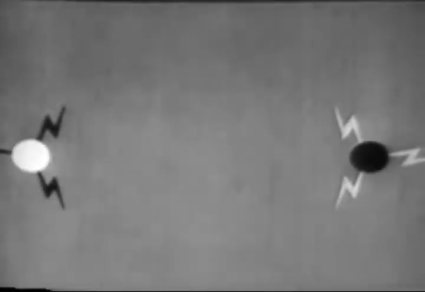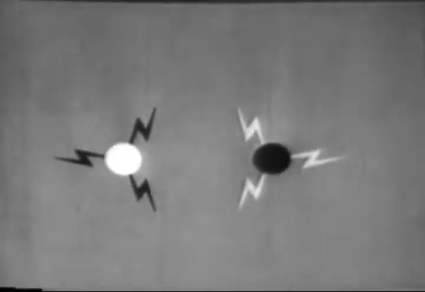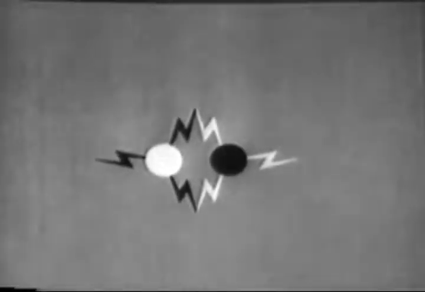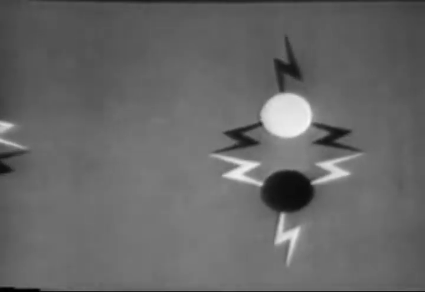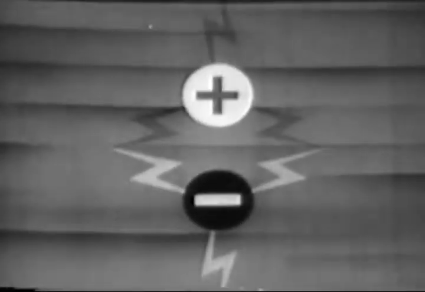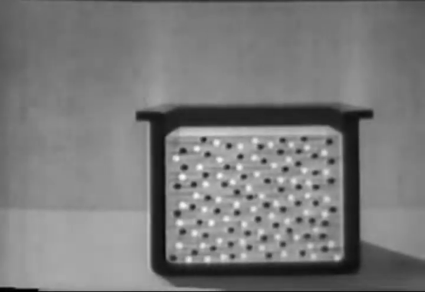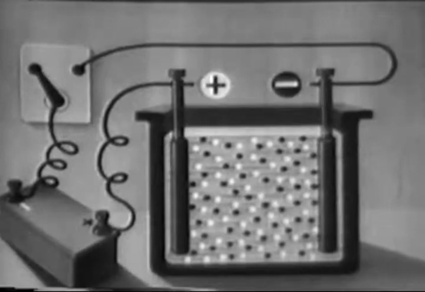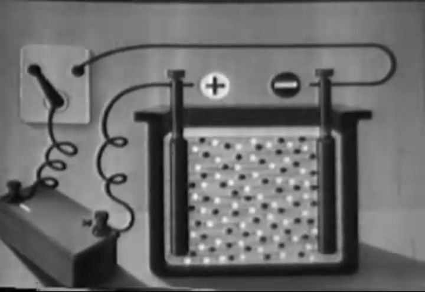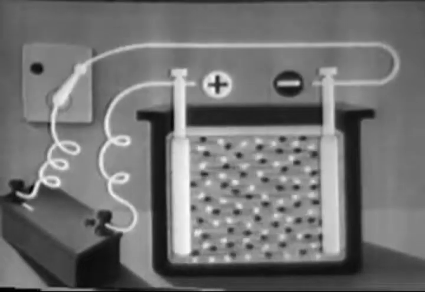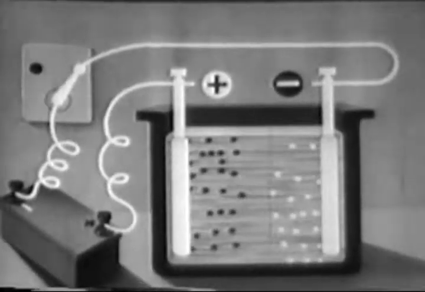It was established that there were two kinds of electricity. Unlike charges attracted each other. Like charges repelled each other. By convention, these two kinds of electric charge became known as positive and negative. In a solution like common salt in water, the sodium chloride exists as ions or charged atoms of sodium and chlorine. When the solution is electrolyzed, the positive sodium ions travel towards the cathode and the negative chlorine ions to the anode.